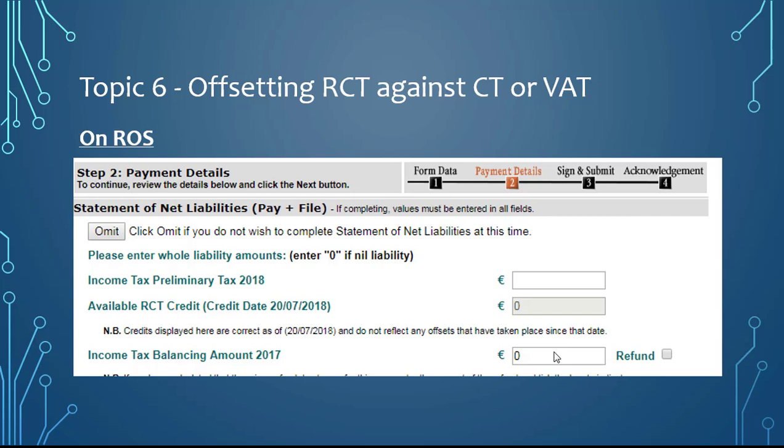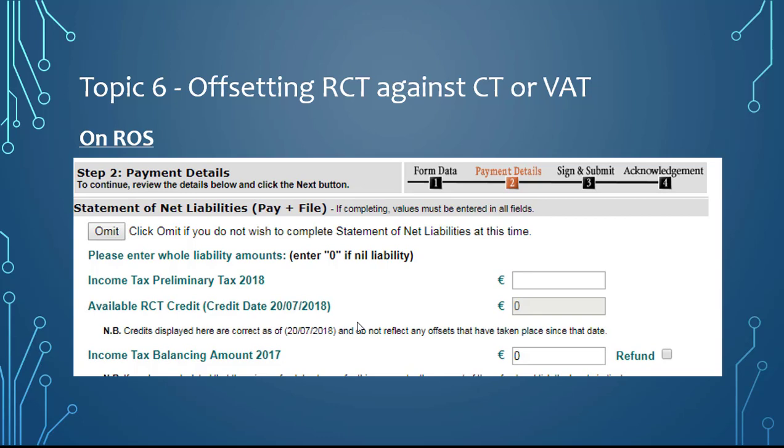So you would have your balancing amount there for 2017, you'd have your preliminary tax for 2018, and you would have your RCT that's available sitting there for you in that figure. Again, I don't have access to your ROS, I'm only using a sample ROS, so you would have a number in there if there was any RCT available to you, ready to be set against your income tax, your corporation tax, or your VAT. So it's at that step 2 when you're looking at the payment details, after you've done all of the details of your return, that's where you would see the availability of any RCT that was ready for you.